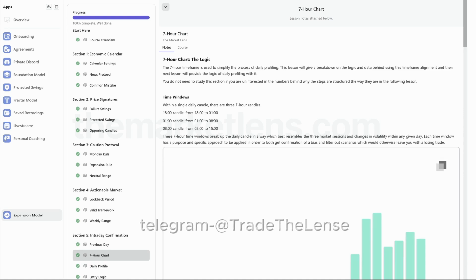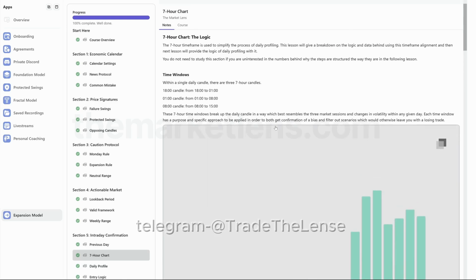And this section here is just, you don't even have to look through it if you're not interested, but it's giving you some breakdown of why I'm using this time frame and the reasoning behind certain parts of it. So some data sets in here, and I'll go through it before getting into the daily profile part. So the 7-hour time frame, it's used to simplify the daily profile. And the main reason being why am I using this time frame is because it really does a good job of sectioning off what most would consider the 3 market sessions of Asia, London, and New York.